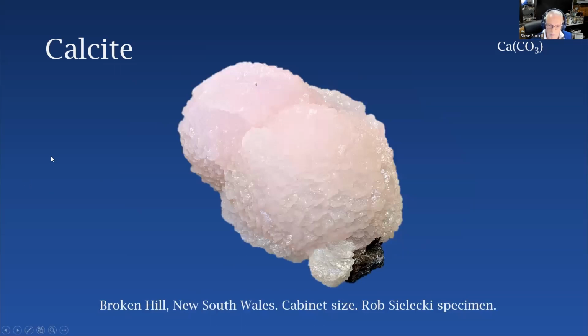Also from Broken Hill is this manganoan calcite. This is a Rob Sielecki specimen. Rob runs the Osrox and crystal, can't remember, crystal something business here in Australia, and he's quite often he can be found at places like Tucson.